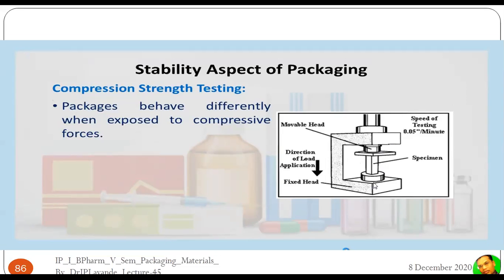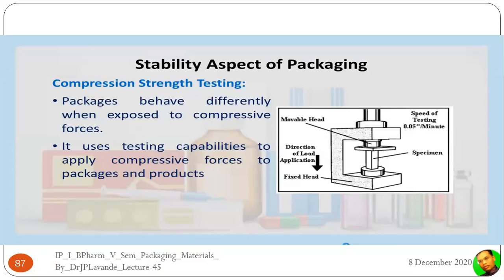One end is going to be fixed, and from the other end the pressure is going to be exerted. This is the movable head that is responsible for exerting the pressure, and the direction of load is downward, and the speed of testing is 0.05 per minute. Next, it uses testing capabilities to apply compressive forces to the package and the product.